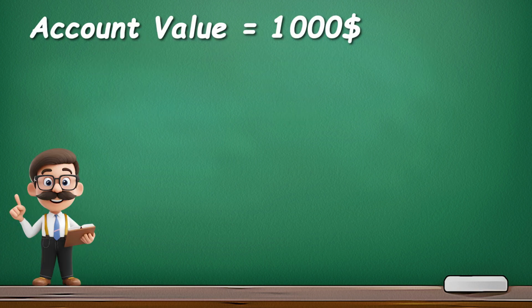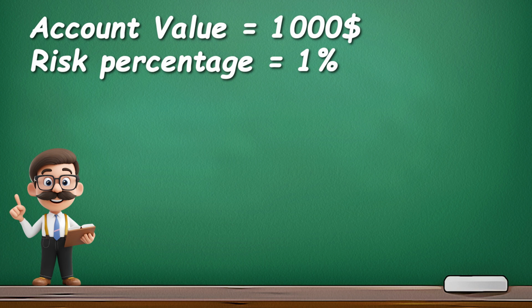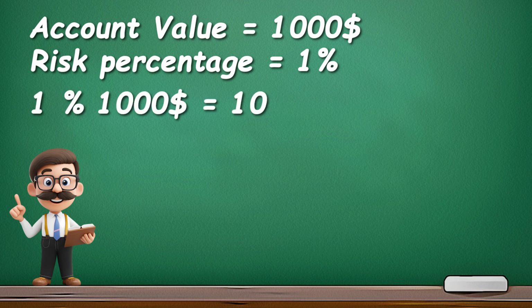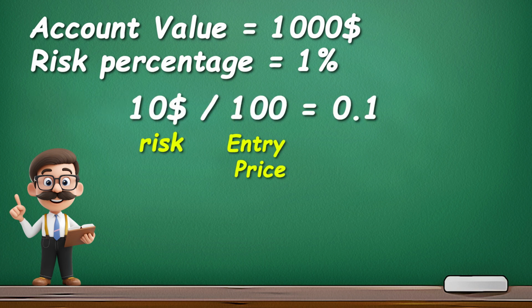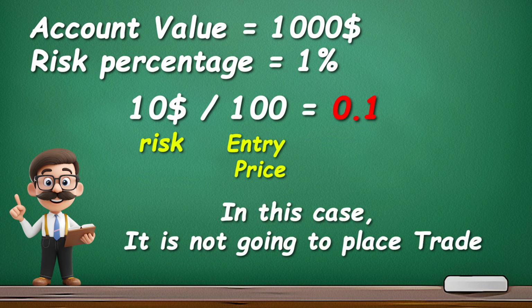Another example would be, if I want to place a 1% risk percentage. So 1% of 1,000 is $10, and $10 divided by 100 comes to less than 1. So, in this case, it is not going to place the trade.